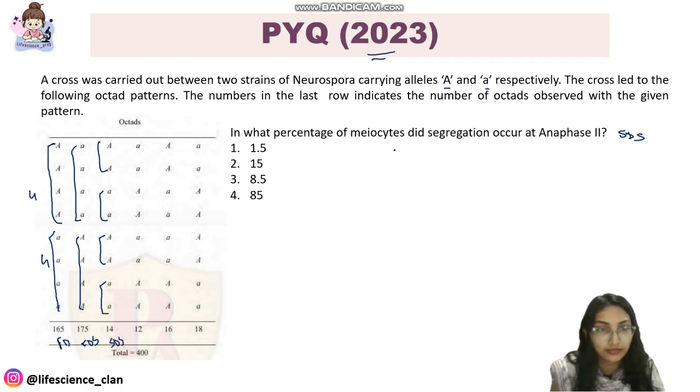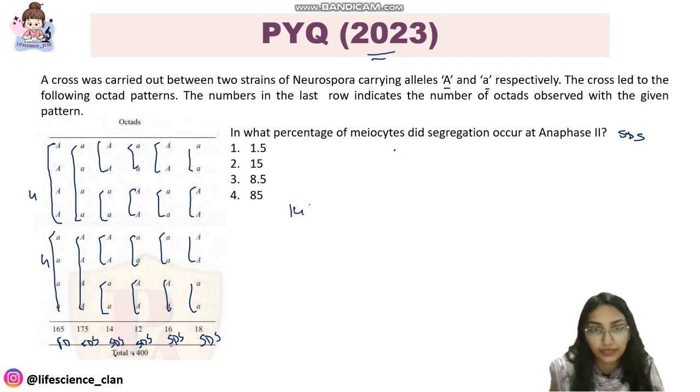This is 2:2:2:2, SDS. 2:2:2:2, SDS. Here we have 2:2:2:2. Again we have SDS. And here 2:2:2:2, SDS. So we have got all these as SDS, which we have to total up: 14 plus 12 plus 16 plus 18. So again, we'll use the same formula, upon the total.